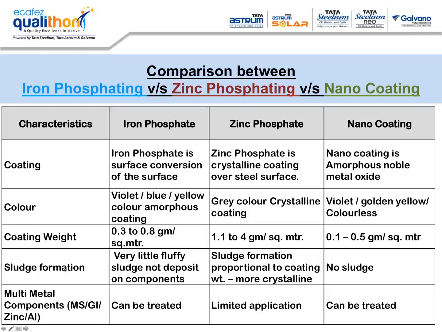Sludge formation: iron phosphate, very little fluffy sludge is deposited on components. Zinc phosphate sludge formation is proportional to coating weight, more crystalline. It's a byproduct and this sludge is a white powder. In nano coating, as we have already discussed, there is no sludge at all. Multi-metal components, MS, GI, zinc and aluminium: iron phosphate can be treated. Zinc phosphate has limited application there. Nano coating can be treated.